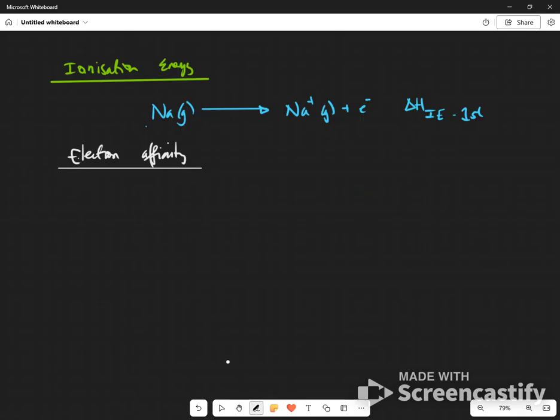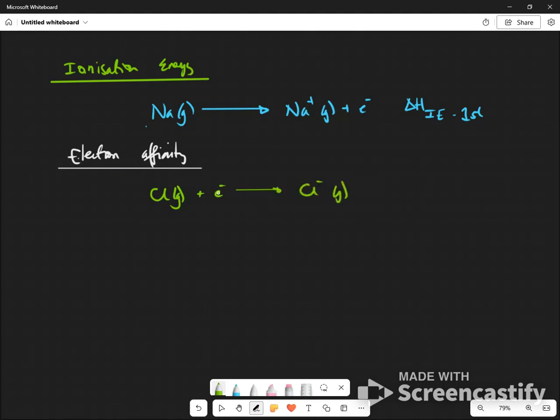This is another ionization, but it's a negative one. This is when non-metals, gaseous non-metals, gain an electron to form negative ions. And this one is called electron affinity, EA. One last one, very quick last one. This one is bond energy. And the bond energy is this.